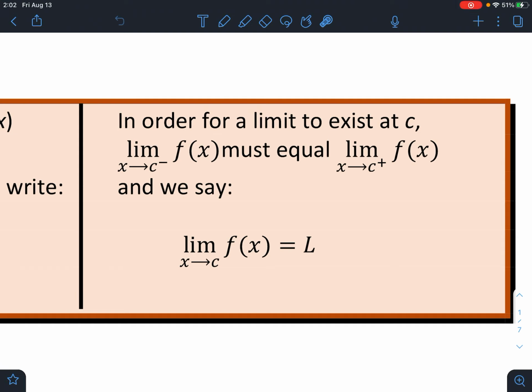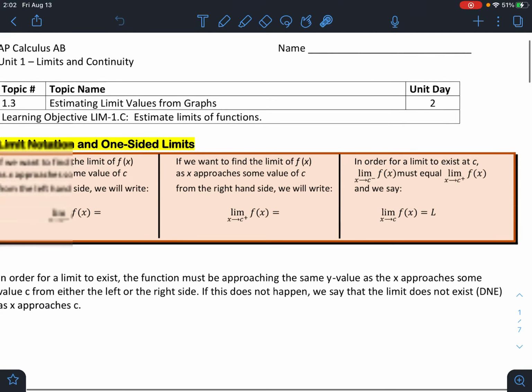Okay, in order for a limit to exist, those two one-sided limits must be equal. So if the limit from the left-hand side of the function and the limit from the right-hand side of that function at c are the same number, then that limit exists, and we say that limit is equal to some number L.